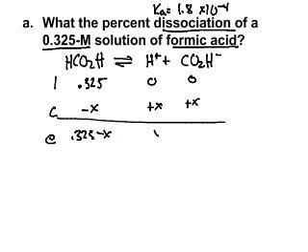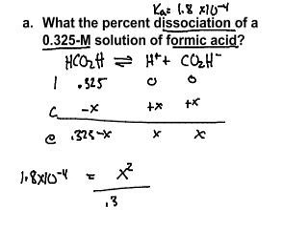0.325 minus x, x, and x. So I can then say 1.8 times 10 to the minus fourth, you'll see we haven't gotten to the percent yet, is equal to x squared over 0.325 minus x. And when you do the whole solver thing, just as we discussed previously, you just need to figure out how to do this. It'd be good to pause the video and make sure you get this value. You find that x is equal to what?